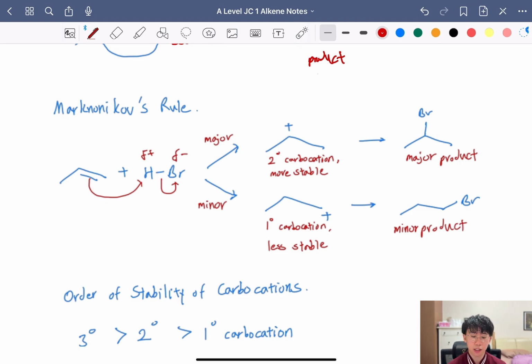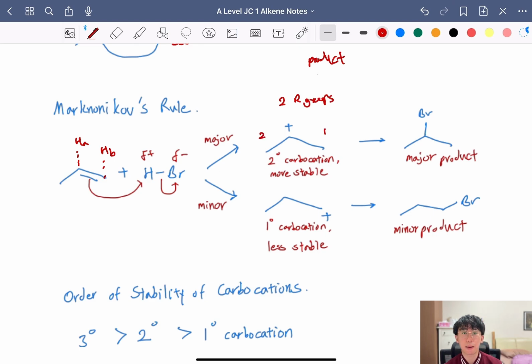So what this does is, if you look at propene, your hydrogen and your hydrogen halide can either come in the middle position or in the right position over here. Now, if we take a look at both the carbocations that come out from this reaction, you will see that one is more stable than the other because this top one has two R groups, 1, 2, attached to the carbocation, versus the bottom one is a first degree carbocation because there's only one R group that is attached to the carbocation.